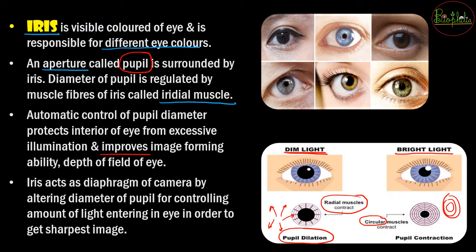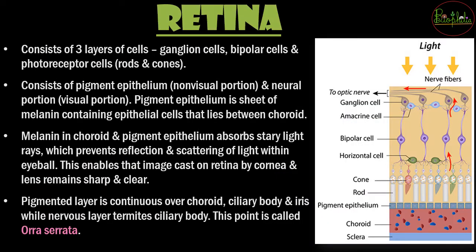That means if it is dim light, you have to let in a lot of light rays, and if it is bright light, you have to reduce them. All of that is done like the diaphragm in a camera. So altering the diameter of the pupil to get the sharpest image, who is doing that? It is done by the iris, which is the visible colored part of the eye. Moving to the next, that is the retina.